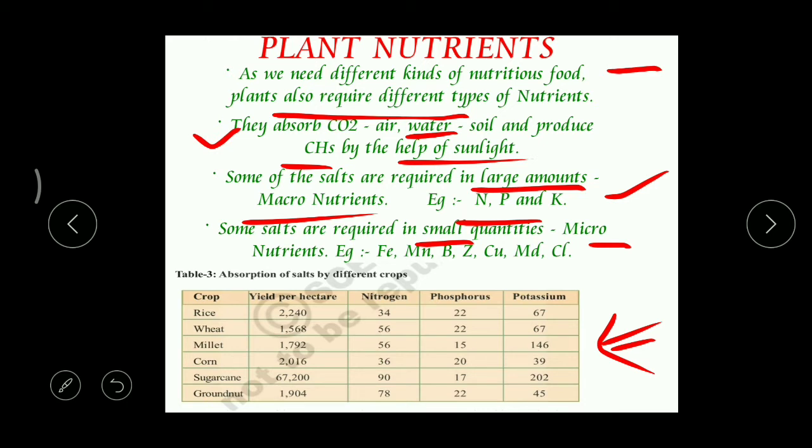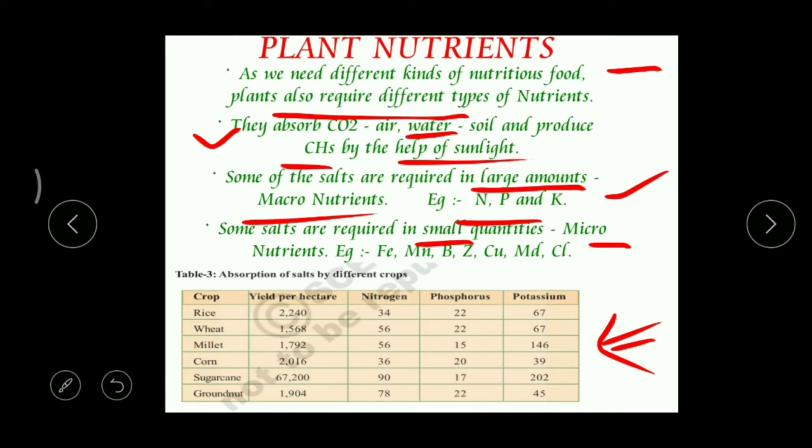What is the type of the crop? Then yield per hectare. Then nitrogen, phosphorus, potassium. That means when you take a rice crop, how much nitrogen, phosphorus, and potassium does this rice crop use up? For example, take rice. Rice needs how much nitrogen? There is 34% of nitrogen, 22% of phosphorus, and 67% of potassium.